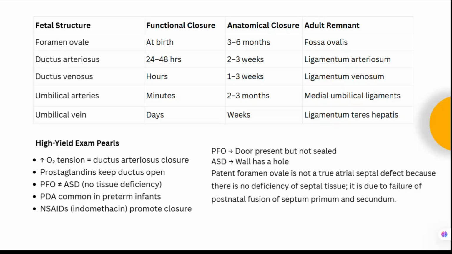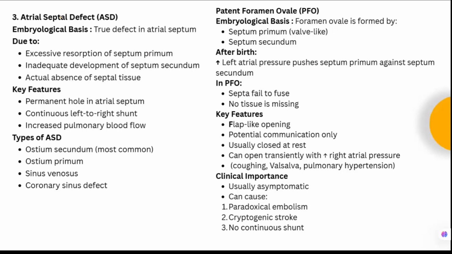Okay, so patent foramen ovale is not a true atrial septal defect because there is no deficiency of the septal tissue. It is due to the failure of the postnatal fusion of the septum primum and the septum secundum. So there is no fusion of the septum primum and the septum secundum. That is why this patent foramen ovale remains. So that is not a true ASD. Okay, so the true ASD will be ostium primum or ostium secundum type of ASD.